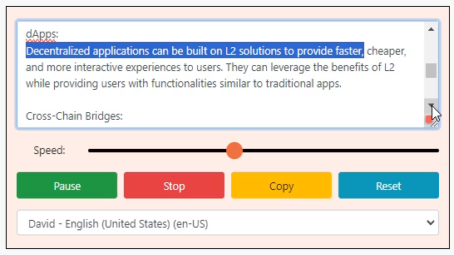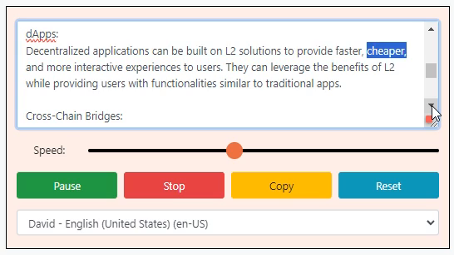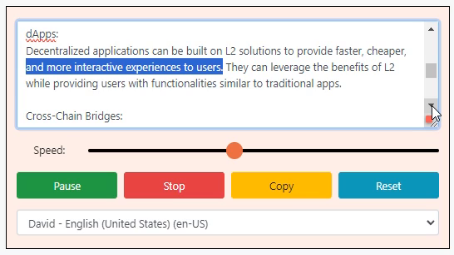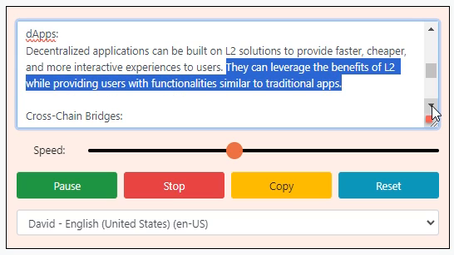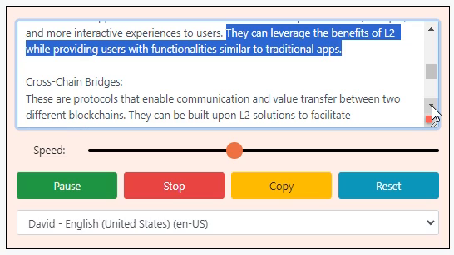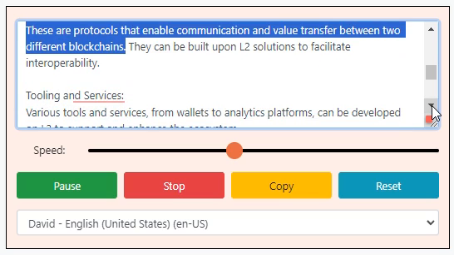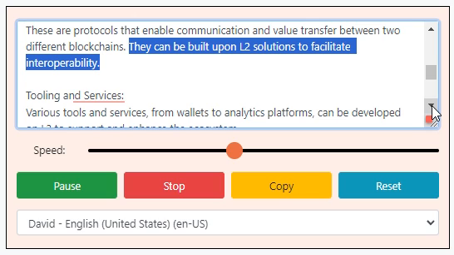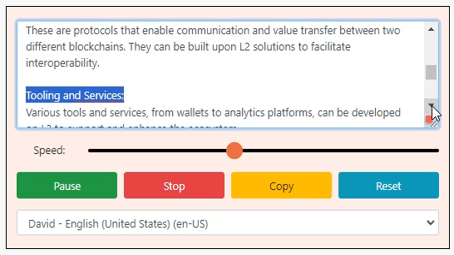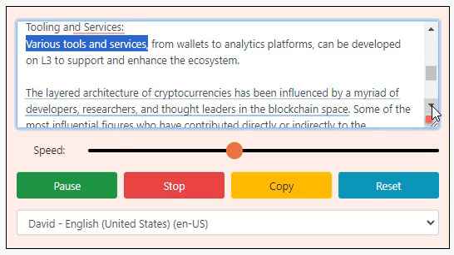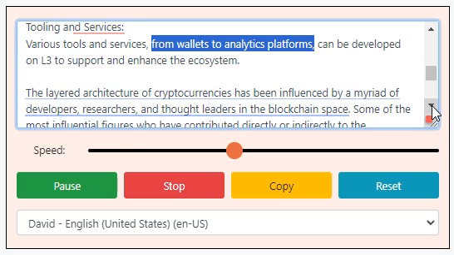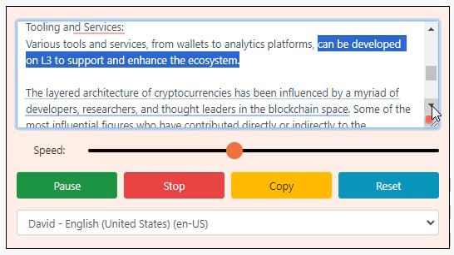dApps. Decentralized applications can be built on L2 solutions to provide faster, cheaper, and more interactive experiences to users. They can leverage the benefits of L2 while providing users with functionalities similar to traditional apps. Cross-chain bridges. These are protocols that enable communication and value transfer between two different blockchains. They can be built upon L2 solutions to facilitate interoperability. Tooling and services. Various tools and services, from wallets to analytics platforms, can be developed on L3 to support and enhance the ecosystem.